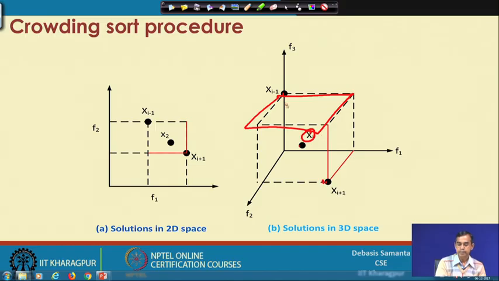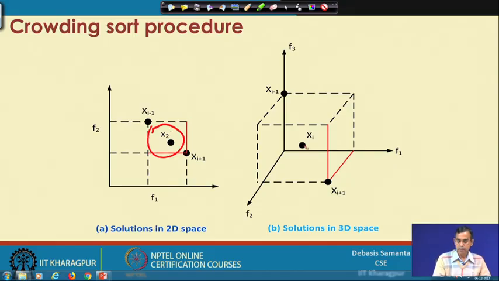So, this is the cuboid, and the crowding distance is basically related to the total area of the cuboid, but instead of calculating the area of the cuboid, it will take the calculation of this and this, which are the measure of the size of the cuboid. So, this will give an alternative measure of the crowding distance. So, we have learned how the crowding distance for any solution in a 2 dimensional space can be calculated, and for any solution in 3 dimensional space can be calculated.